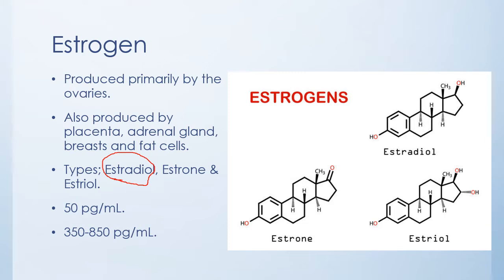And then the normal level of estrogen is about 50. This is before one reaches puberty. Some books may put less than 50, maybe about 20 or less than that, but I put 50 here, 50 picograms per milliliter. When you reach puberty, it's usually about 350 to 850 picograms per milliliter.